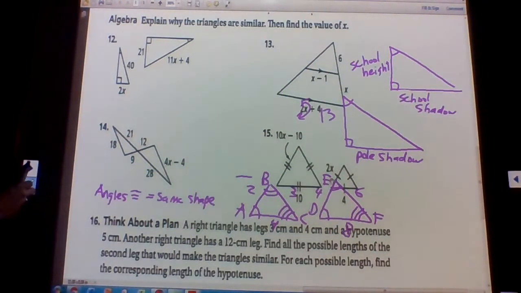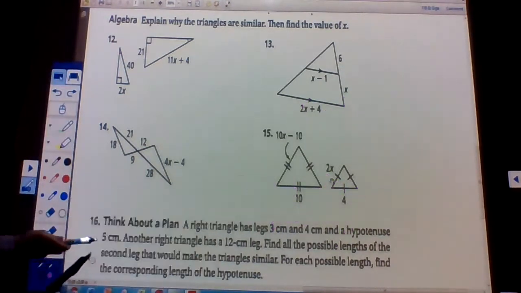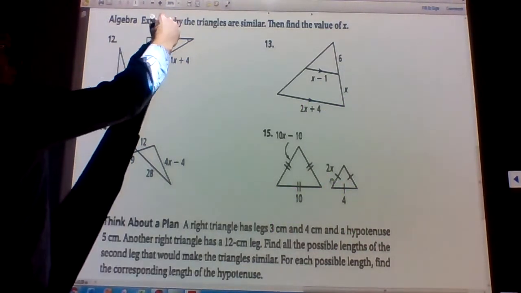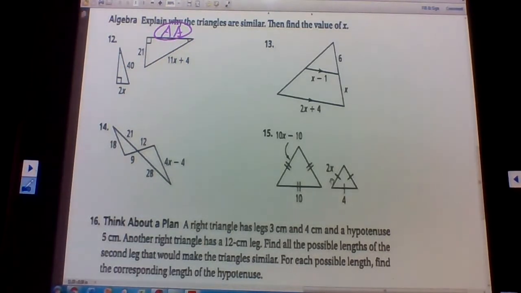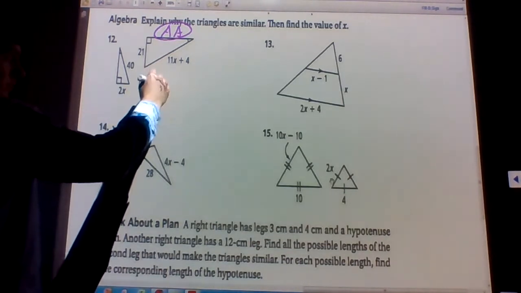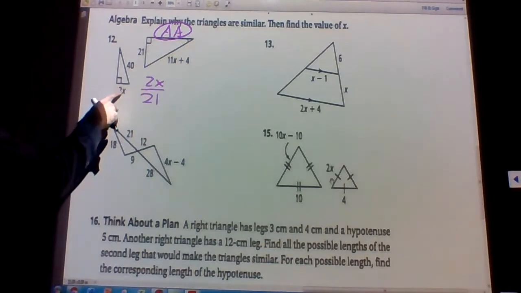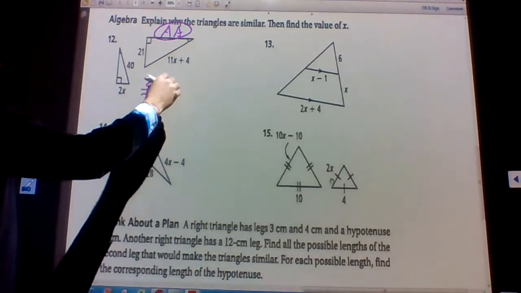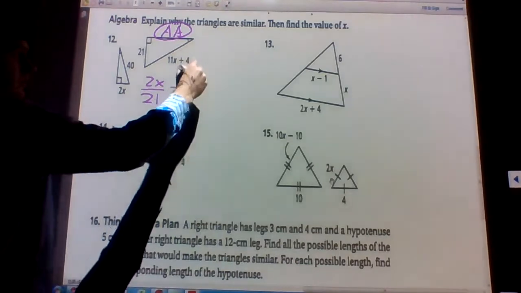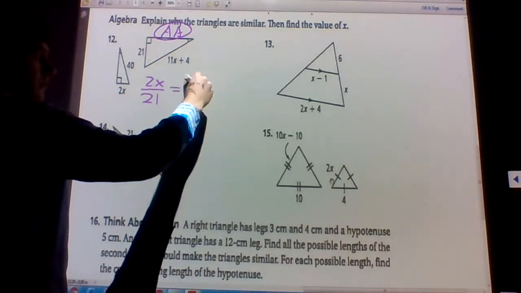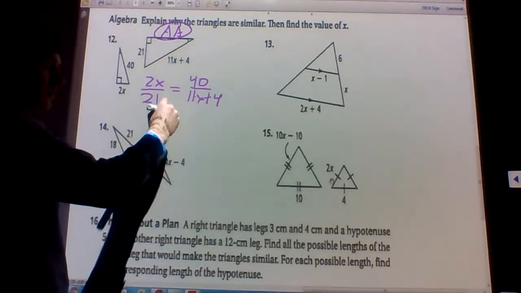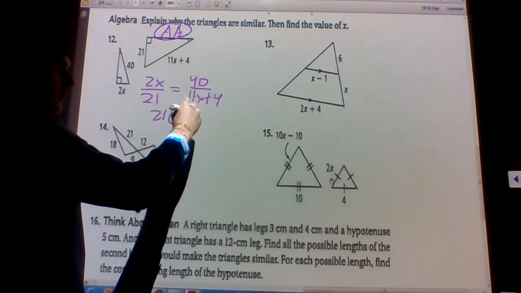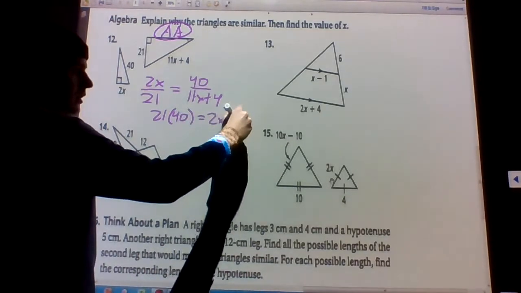Explain why the triangles are similar. Then find the value of x. So this one, again, we have two pair of angles, so you have angle similarity. Then you can set up a ratio. Okay, so 2x is going to relate to 21, right? 2x, 21, and then the hypotenuses here are 40 and 11x plus 4. Okay, we cross multiply, so 21 times 40 on one side and 2x times 11x plus 4 on the other.